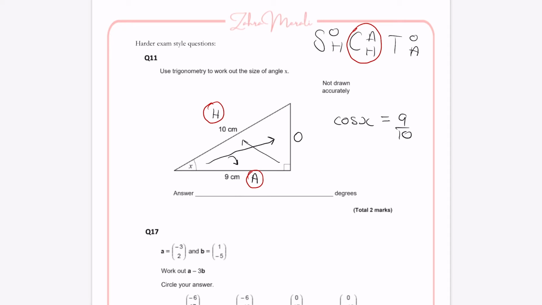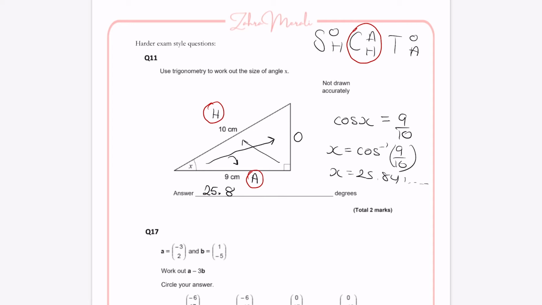So 9/10, but we don't want that. We want the X. To find the X, if you look at your calculator, above the cos you'll see the symbol cos minus 1. That's opposite cos, if you like. So you're going to do shift cos on your calculator, 9/10, and you will get an angle. So you get X equals 25.841, and so on. And we're just going to write 25.8.